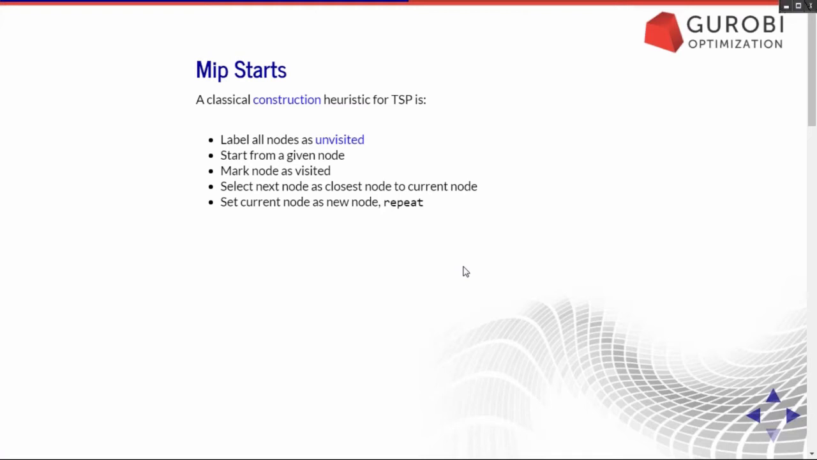You're going to start from one of them. You're going to select the closest node. You're going to mark the starting node as visited. And now at the next node, you ask again the same question: what is my closest node to the one that I have at hand? You repeat the process, and eventually you'll visit every node, and that's it.